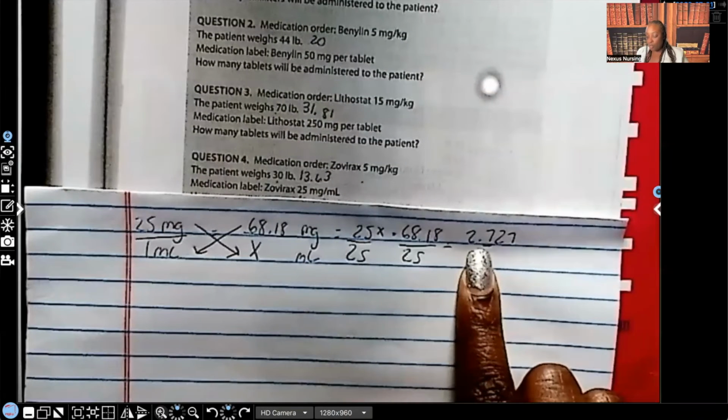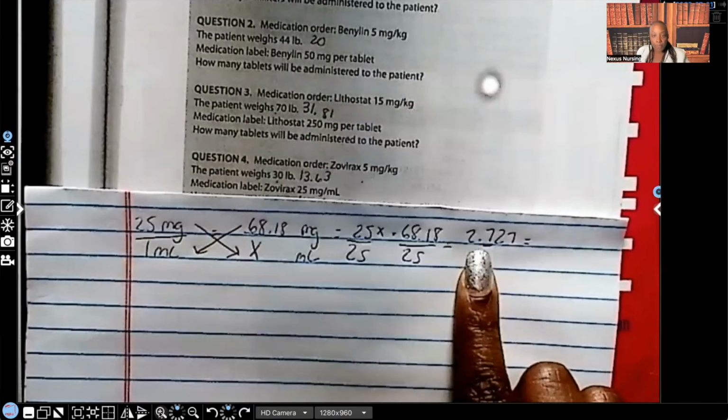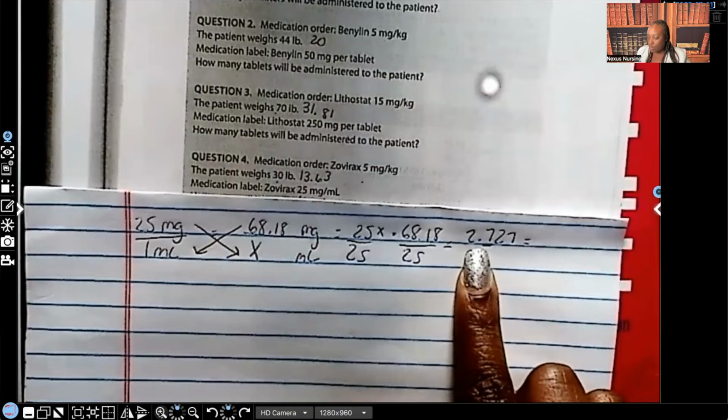2.727. Remember, if it's 1 or more, we're going to round to the tenths. And if it's less than 1, we're going to round to the hundredths. So obviously this is more than 1. So we're going to be rounding here to the tenths place. So what's that 2.727 going to be? That ends up being 2.7.